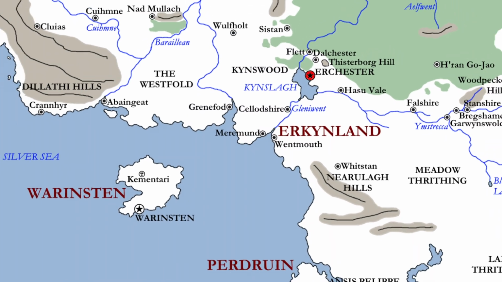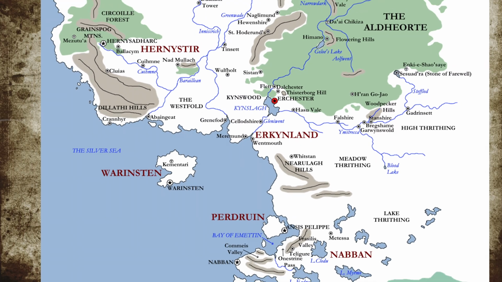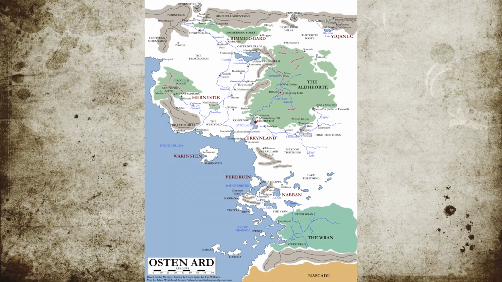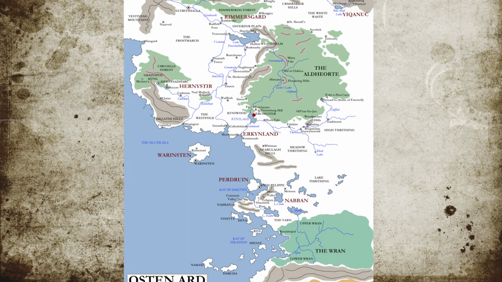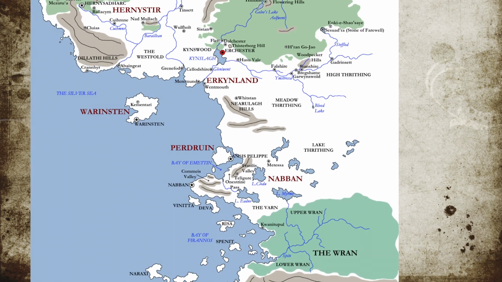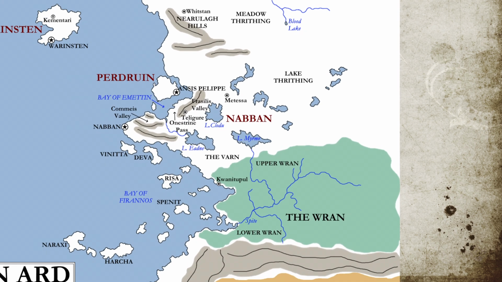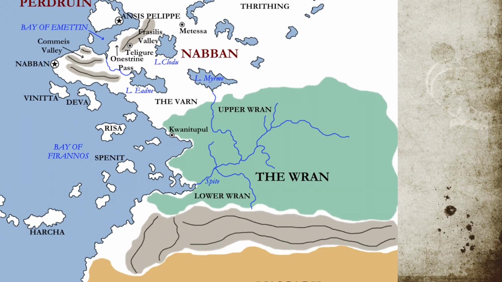There are a lot of regions and areas in Osten Ard, but the other major players in Memory, Sorrow, and Thorn are Naban, Perdruin, the Ron, Hernesteer, Rimmersgard, and, get ready, Yikanuk. Yes, that's right, I said Yikanuk, which I will explain a little bit later. It's a strange land. But first we will journey all the way south of Osten Ard and get into the Ron.